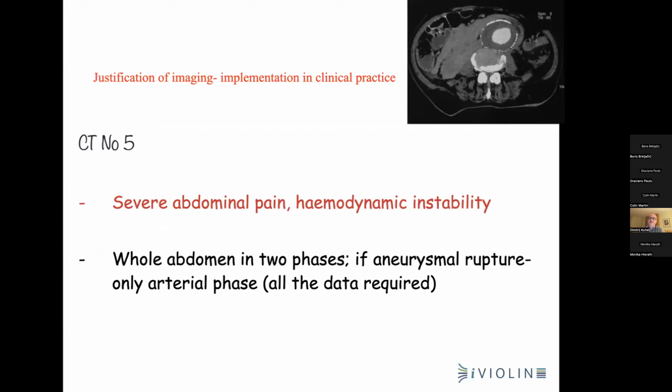In patients with severe abdominal pain and hemodynamic instability, the whole abdomen in 2 phases is planned. However, when we see rupture of the abdominal aorta already in the arterial phase, we can skip the venous phase because we have gathered all the data required.